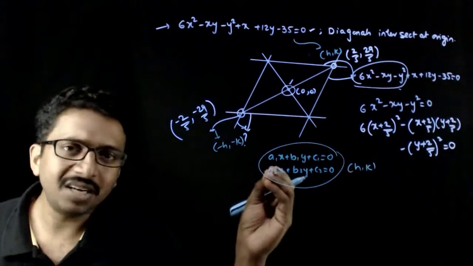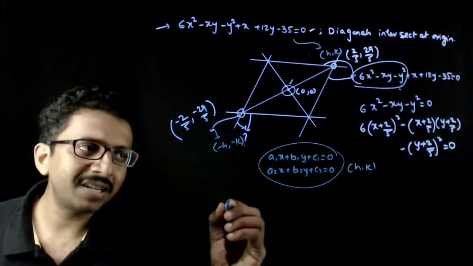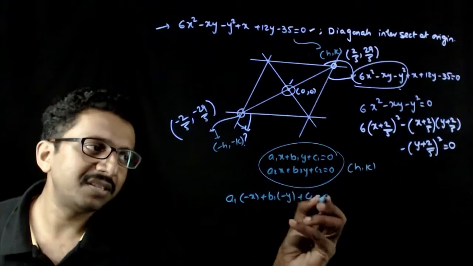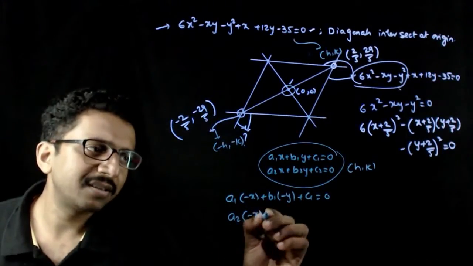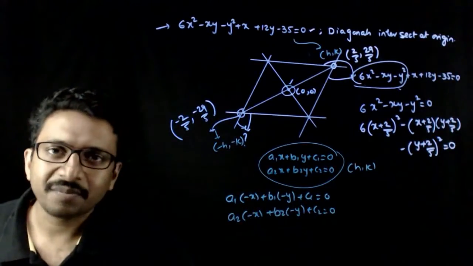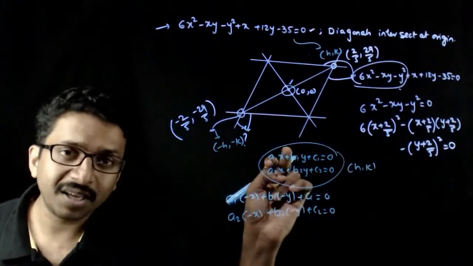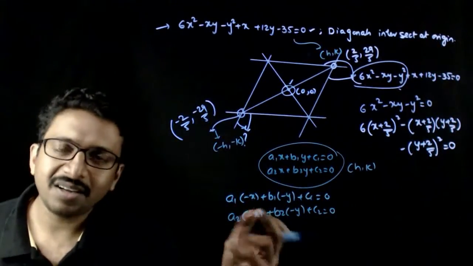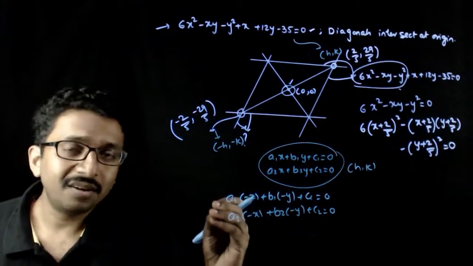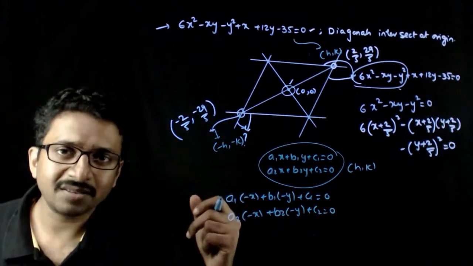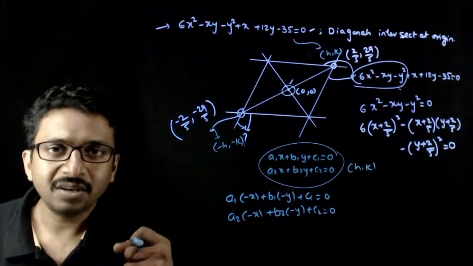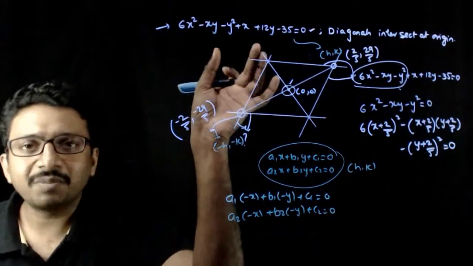To have that, just replace x and y with -x and -y. So a1(-x) + b1(-y) + c1 = 0 and a2(-x) + b2(-y) + c2 = 0. If these two intersect at (h, k), these two lines will intersect at (-h, -k). So if you want a pair of lines parallel to a given pair of lines, with the point of intersection exactly opposite to the given one, you just need to replace x with -x and y with -y.